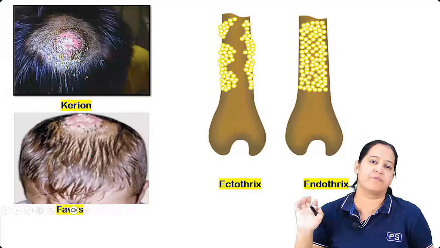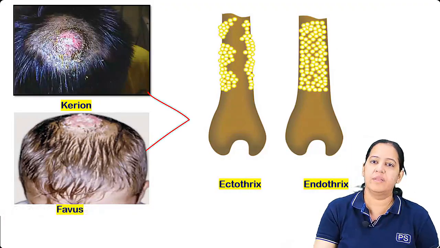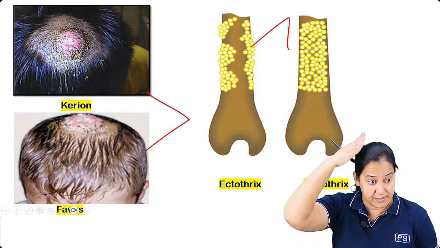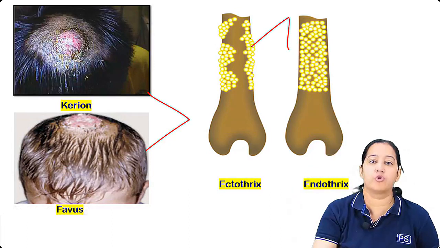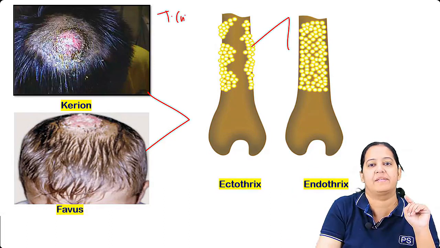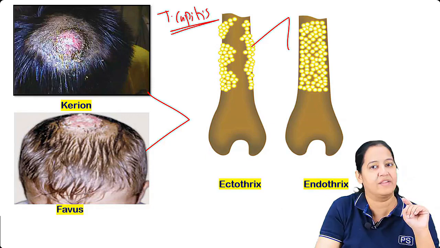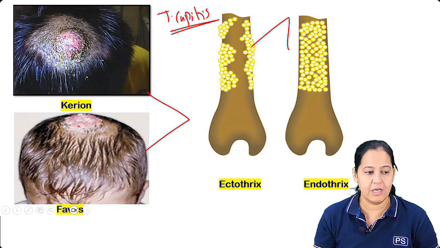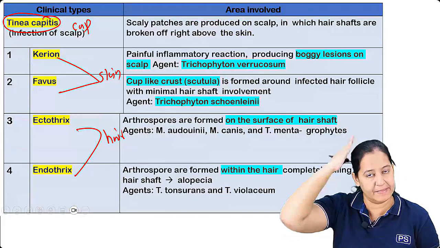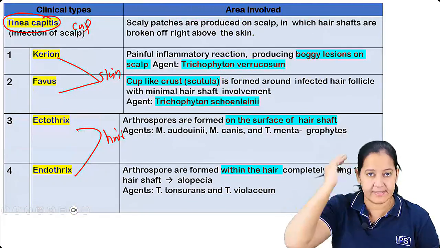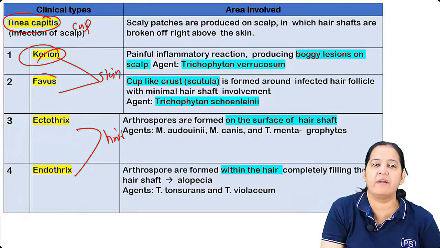All four diagrams are in front of you. Two in the skin, two in the hair. All four are in the scalp. That's why all four together are known as Tinea capitis. Say yes. What are the two diseases in the skin? In the skin, we have kerion and favus.